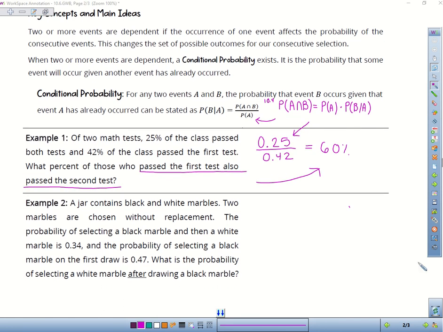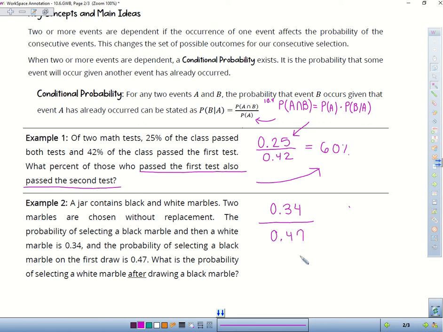So a jar contains black and white marbles. Two marbles are chosen without replacement. The probability of selecting a black marble, then a white marble is 0.34, and the probability of selecting a black marble on the first draw is 0.47. What is the probability of selecting a white marble after drawing a black marble? So which number is going to go on top here? 34. Good, because that's both events happening at the same time over the single event happening.